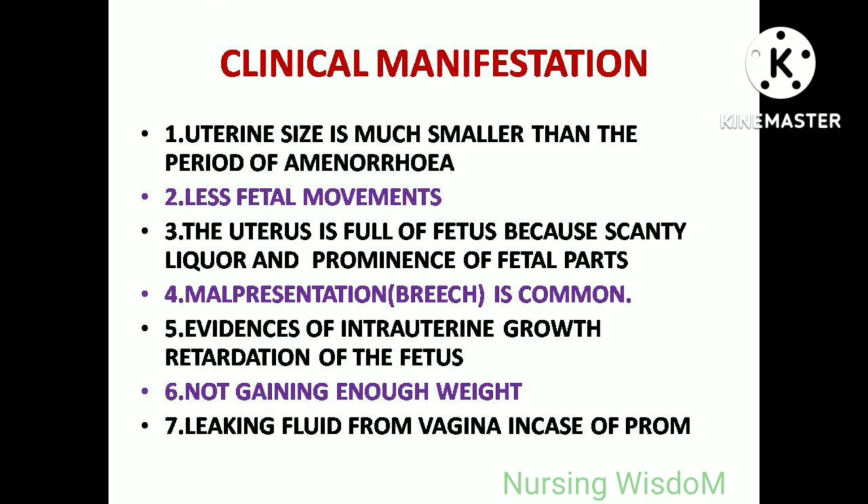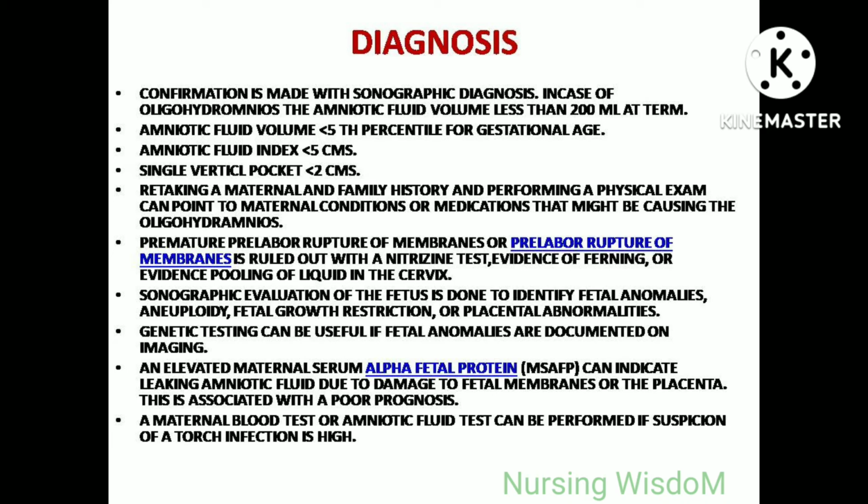Next, clinical manifestation. Uterine size is much smaller than the period of amenorrhea, with less fetal movements. The uterus is full of fetus because of scanty liquor, and prominence of fetal parts is present. Malpresentation, breech, is common. There is evidence of intrauterine growth retardation of the fetus, not gaining enough weight, and leaking fluid from the vagina in case of PROM.